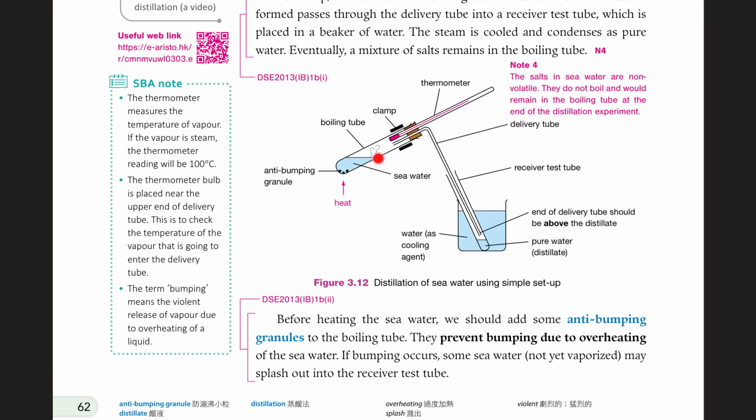If bumping occurs, the seawater sample would jump into the receiver test tube. Therefore, we cannot obtain pure water in the test tube anymore. The pure water would be contaminated by the seawater sample.